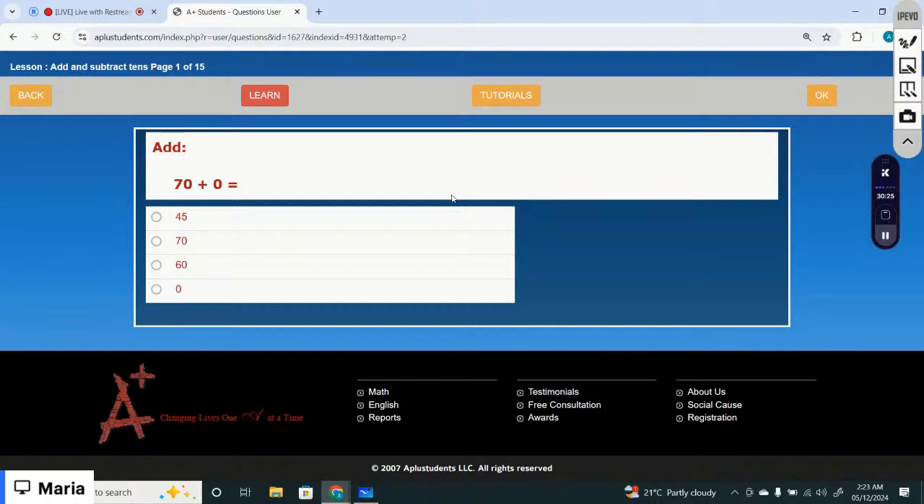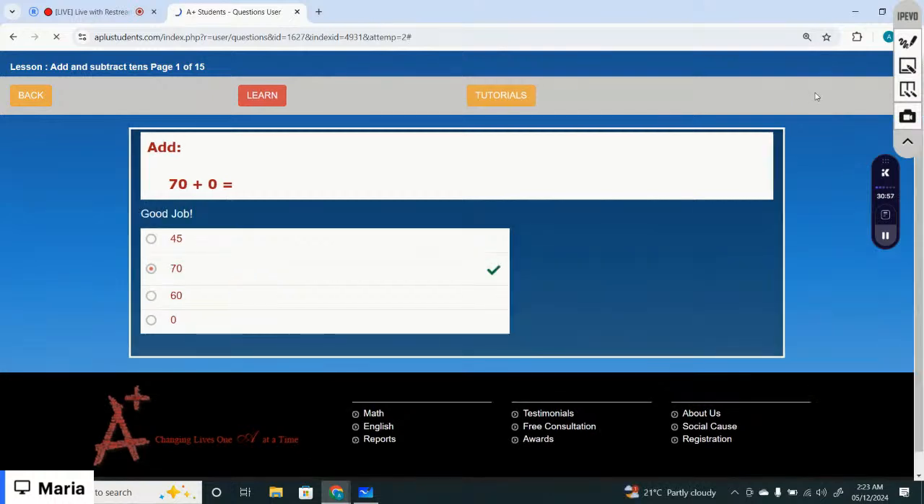70 plus 0. When you are working with 0, whatever number you are adding to 0, the number stays the same. That is, 70 plus 0 is 70, right? Whatever number you are adding to 70, the number stays the same.